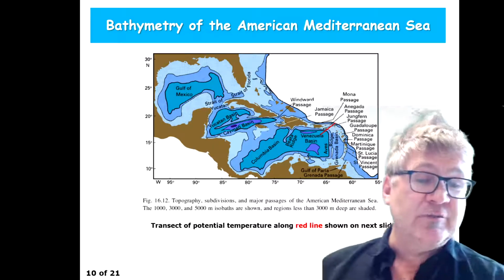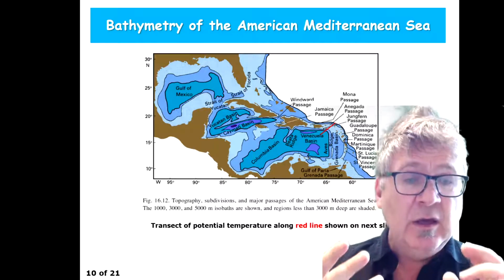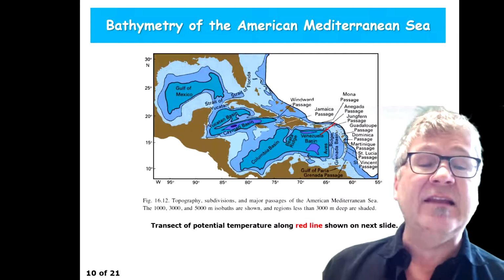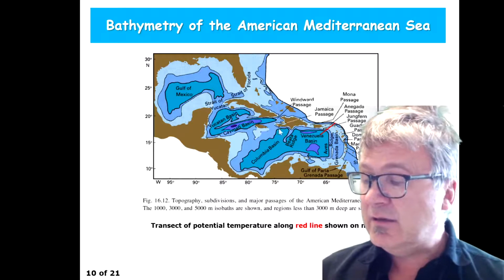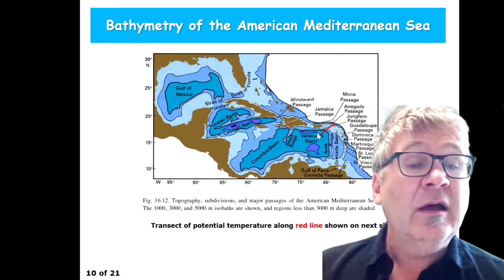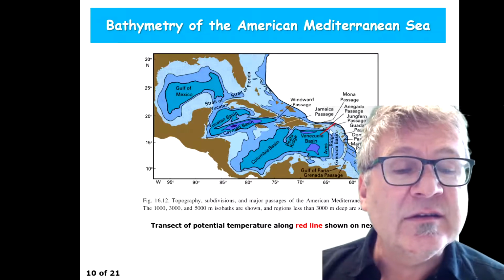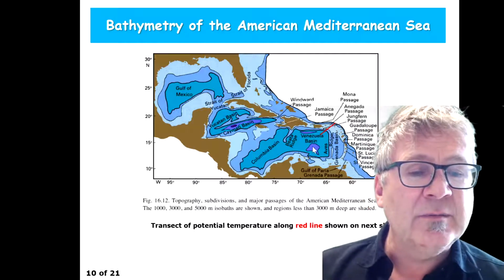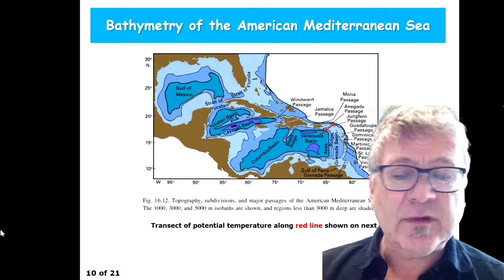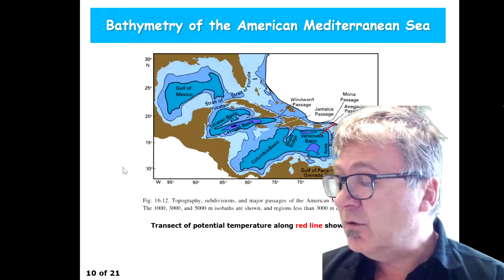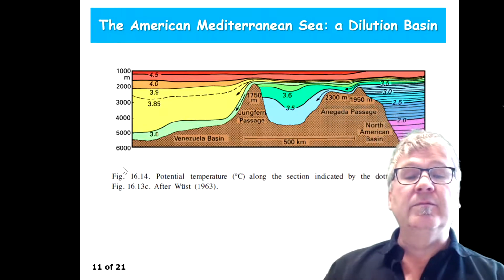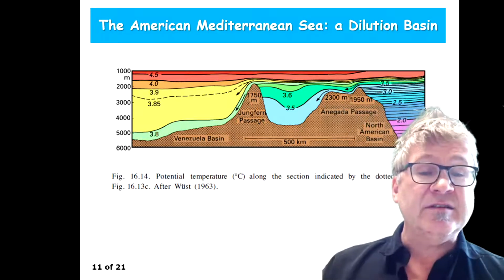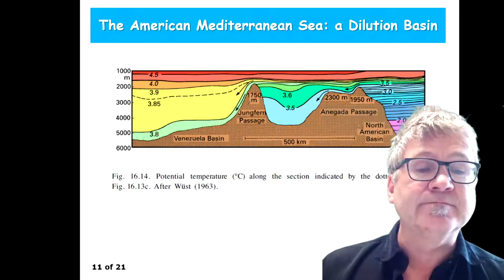Let's have a look at this region. And I want to show you an observation along this red line. Where's the red line? Let's see, the mouse is activated. Here's a red line. You see this? This is where one of these passages is. How does it look if you look at the temperature distribution across this passage, which is the Anegada Passage?